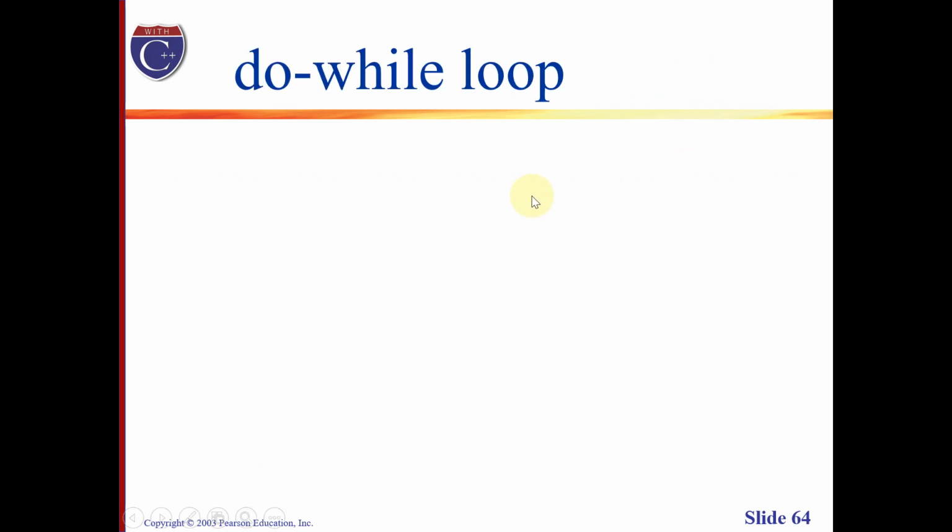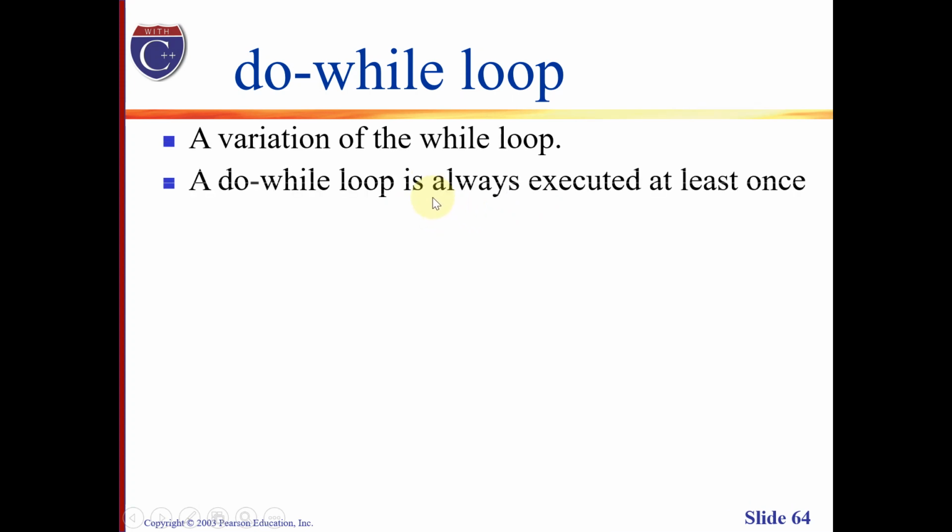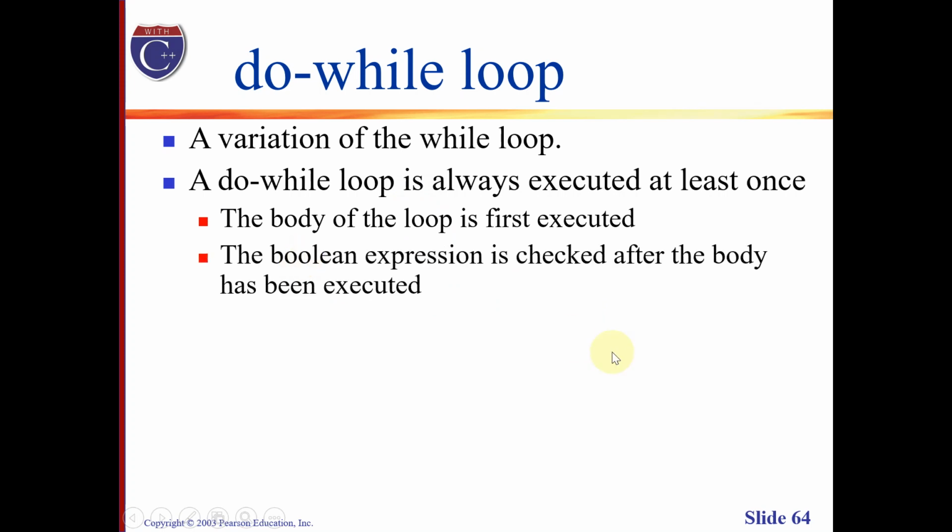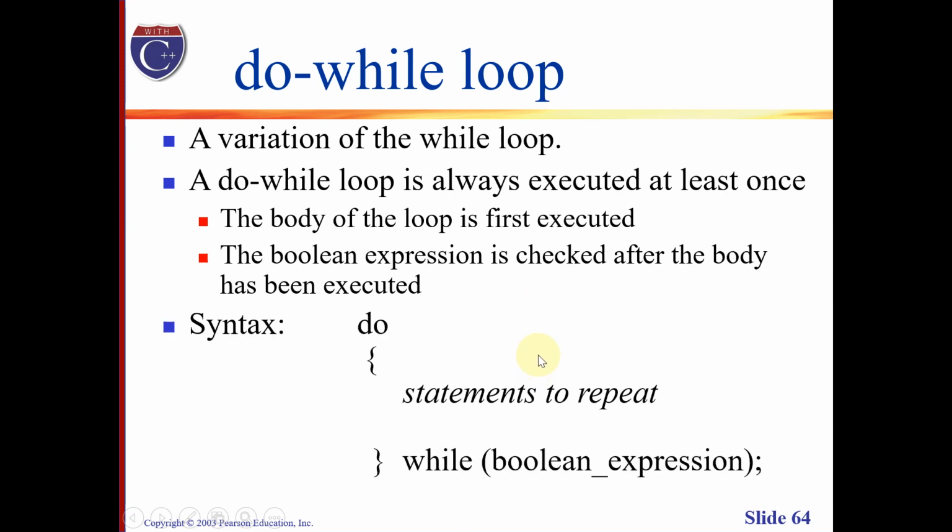Next, we also have the do while loop. This is another variation of the loop that we had a while ago. A do while loop is always executed at least once. The body of the loop is first executed, and then the Boolean expression is checked after the body has been executed. This is how it looks. As you can see, it is quite the opposite of what a while loop would look like.